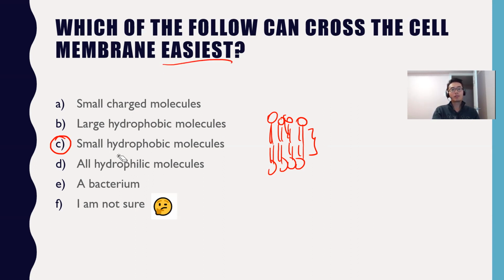And then you ask yourself, is it easier to cross if you're big or small? Well, obviously it's going to be small, right? Because you would have an easier time squeezing through. So the correct answer is C. Does that make sense? Have I convinced all of you that the answer is C? Or are there any follow-up questions? All right.